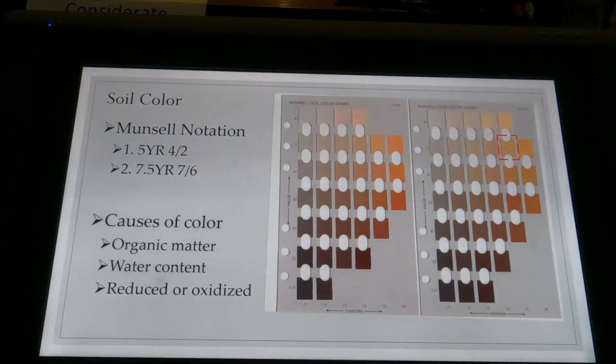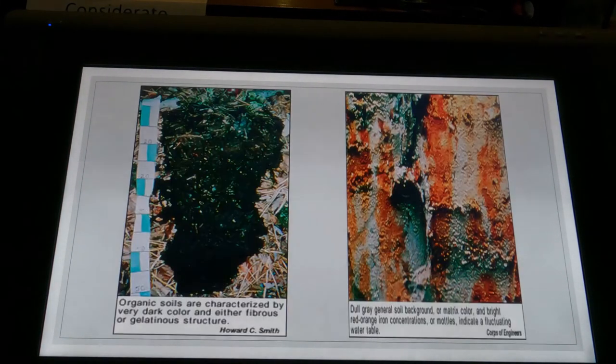And then whether or not it's reduced or oxidized. You remember I showed you some of those really nasty, ugly colors. If you had that gray soil, has anyone ever left soil in a bucket for a really long time that's been wet? Yeah. And then when you scoop a handful out, you go to empty it, like, ugh. That's because it's been reduced. There's no oxygen flowing through there. And so that's going to change the color of the soil. And you might see something like this.